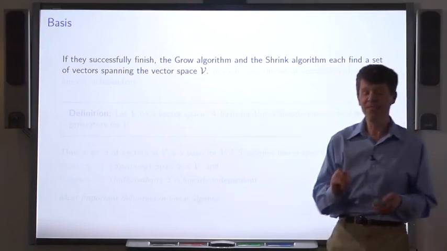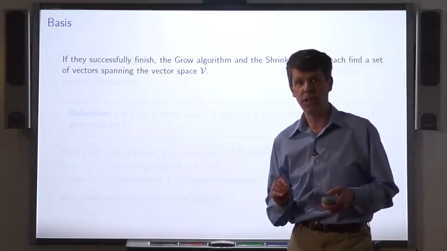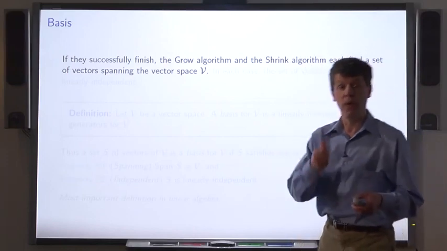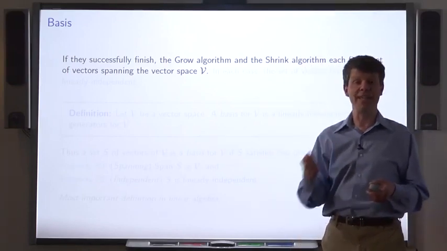So we see that if they successfully complete, the grow algorithm and the shrink algorithm will produce linearly independent sets of vectors.